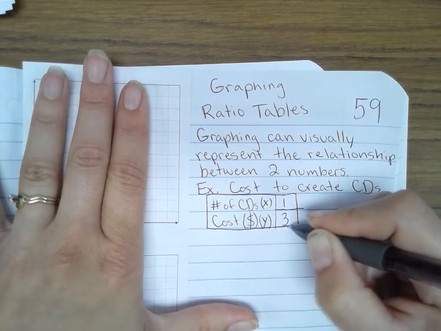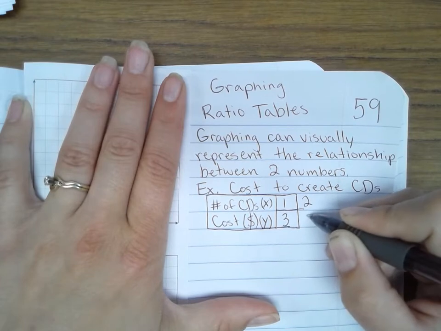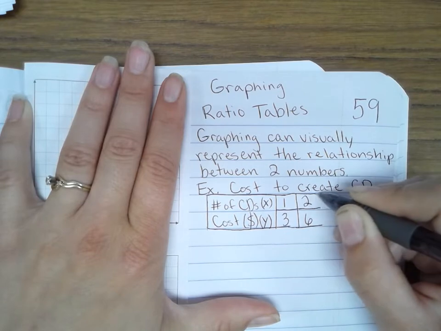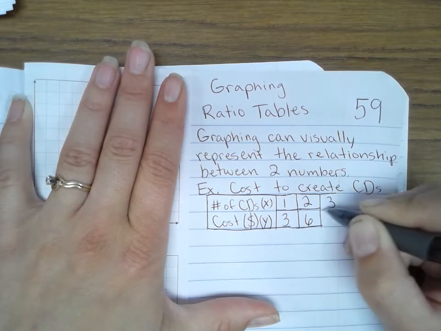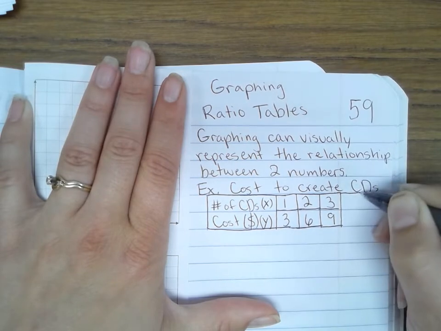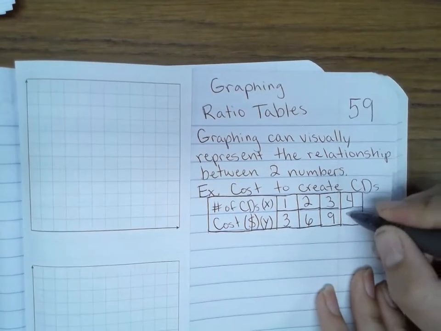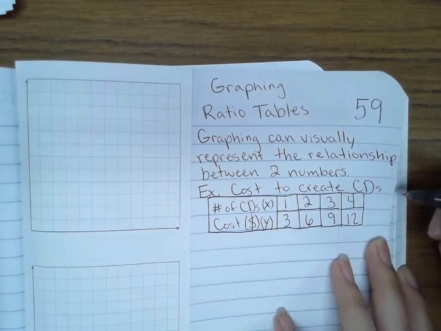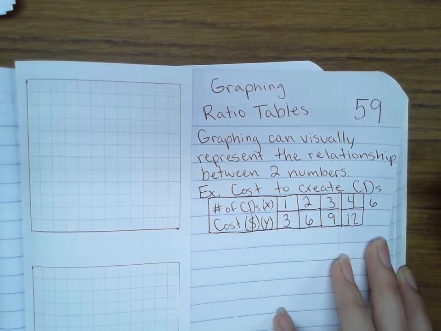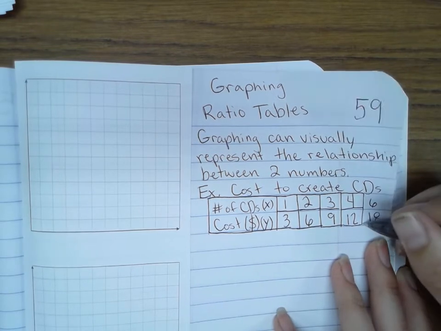Okay, if I were to do 2 CDs following that same relationship, this is times 2, so I'm going to times this by 2, would be $6. 3 CDs would cost $9. 4 CDs would cost $12. And just to show that we don't have to go 1, 2, 3, 4, let's jump to 6. 6 CDs it would cost $18 following this pattern.